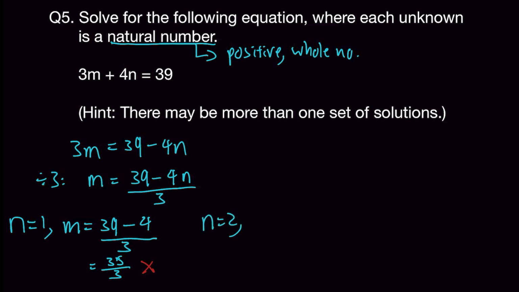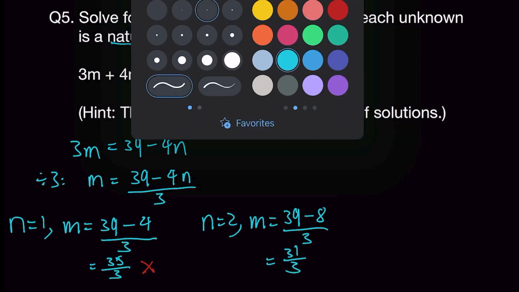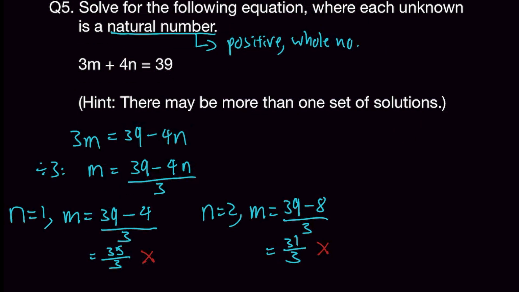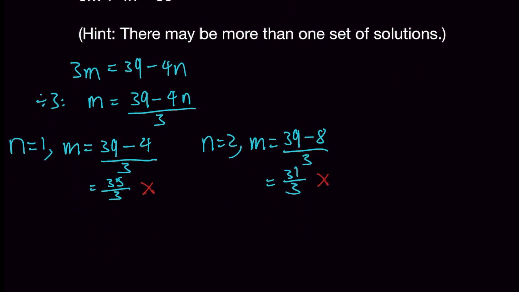So let's try n equals 2 right now. We have m equals 39 minus 4 times 2, which is 4n, so 4 times 2 would be 8, and this is divided by 3. So what is 39 minus 8? You will get 31 over 3. So 31 is also not a multiple of 3, so this is also rejected. With that, you realize that you need to try out different numbers.